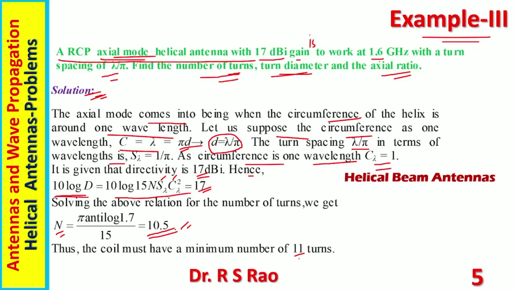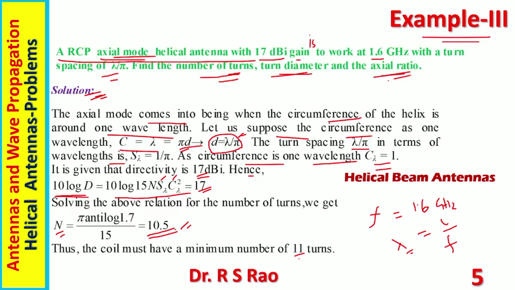Frequency of operation is given as 1.6 gigahertz and lambda can be determined from c by f. C is 3 into 10 power 8 meters per second. Frequency is of course 1.6 gigahertz. Lambda can be determined from this relation. Once lambda is available, D can be found from this relation.